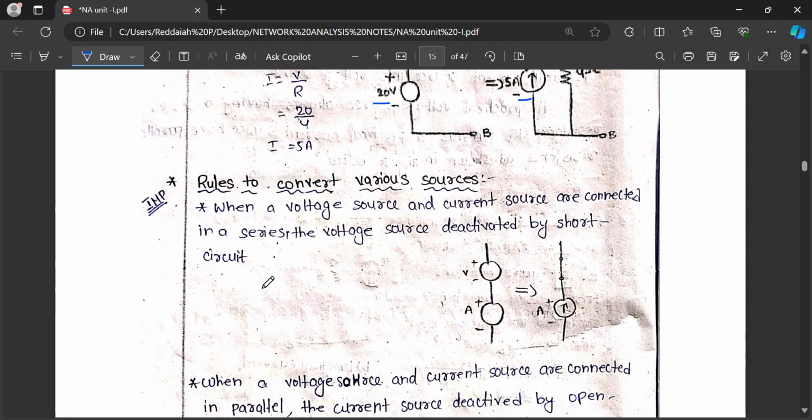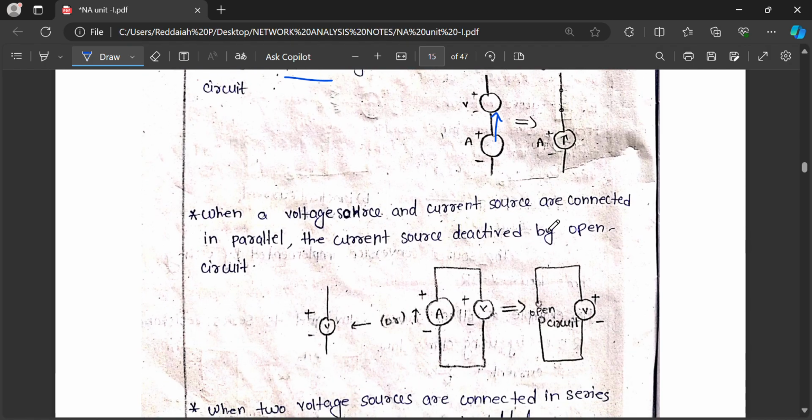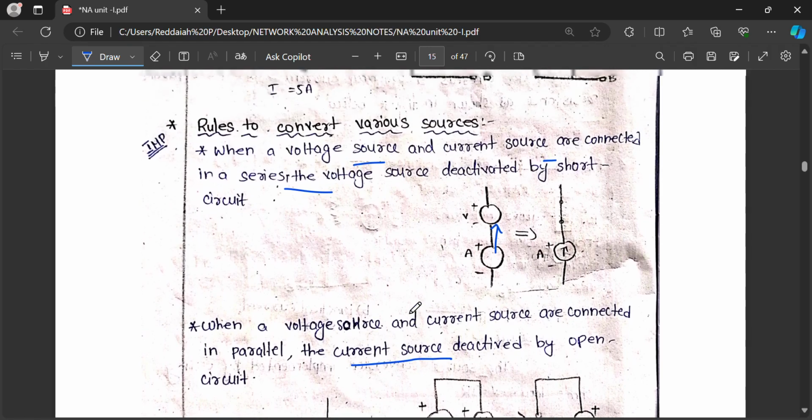Now, rules to convert various sources. It is very important. If two or more voltage sources or current sources are there, then when a voltage source and current source are connected in series, the voltage source is deactivated by short circuit. This is the rule because we are using network reduction techniques. The voltage source and current source are both in series, and current always flows in this direction, so the voltage source will be deactivated by short circuit. When voltage and current sources are both connected in parallel, the current source will be deactivated.